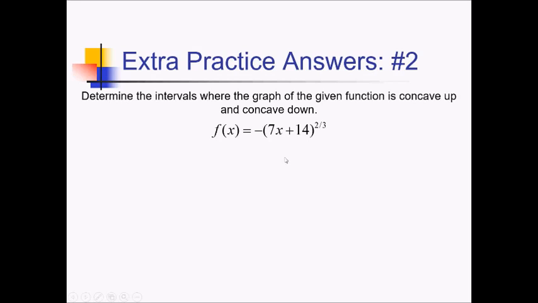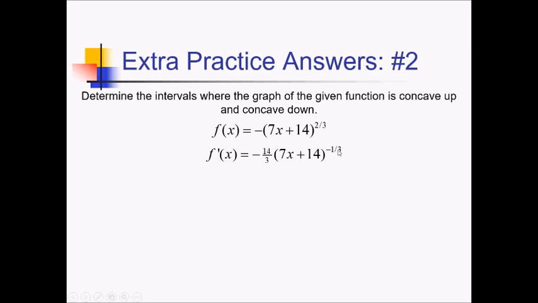On this problem, I'm trying to figure out where the graph of this function is concave up and down. So for that, I need the second derivative. First derivative, we're going to have the 2/3 times a negative 1, so negative 2/3 times an inner derivative of 7 here. So negative 14/3 when all is said and done, times all of this stuff to the negative 1/3 if we subtract 3/3. The second derivative, I've got negative 14/3 times negative 1/3.